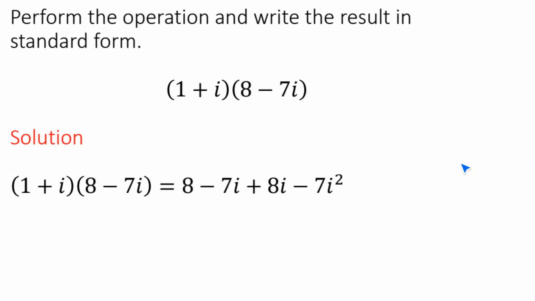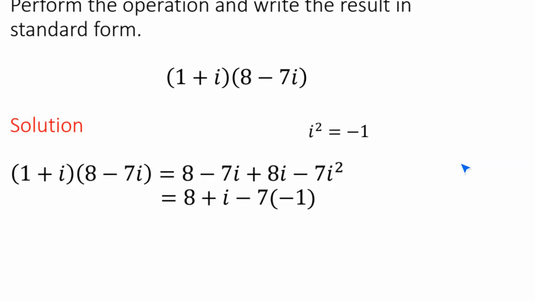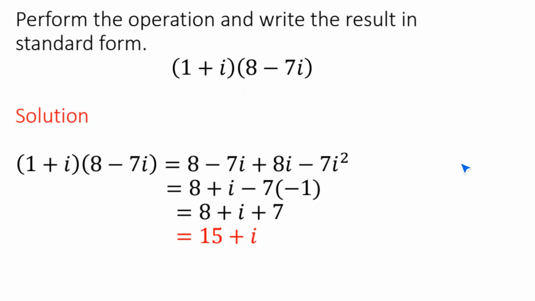Okay, so the first thing that I can do is combine my like terms. Or well, before I do that, I know that I squared, again, from our definition, means that it's a negative 1, right? So here I did combine my like terms. A negative 7i plus 8i is just a positive I. And then again, I have the minus 7, but the I squared was a negative 1. So a negative 7 times a negative 1 is a positive 7. So I'm left with 8 plus I plus 7.